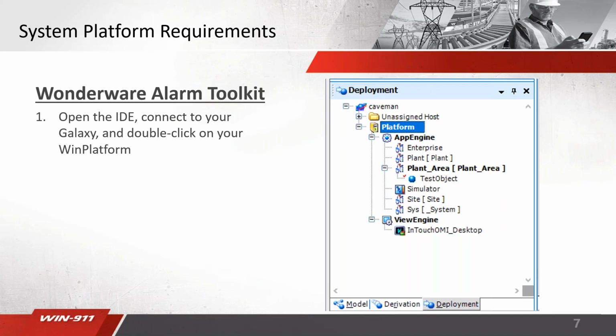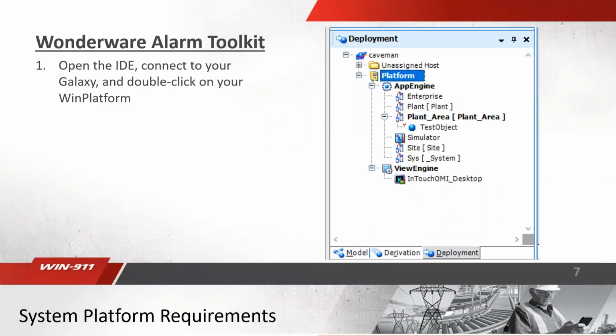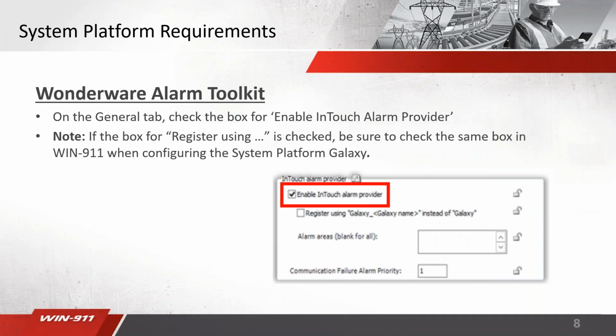When you're looking at your System Platform machine, I usually go to the Deployment tab, and the platform here is the WIN platform. You can double click on that, and there's where you can add or enable the option to become an InTouch provider. And here is the next screenshot that will show that. When you open that, you don't want to open it in read-only mode. You want to be able to edit it. So you would check that box, and once you do that, you redeploy and you're good to go.